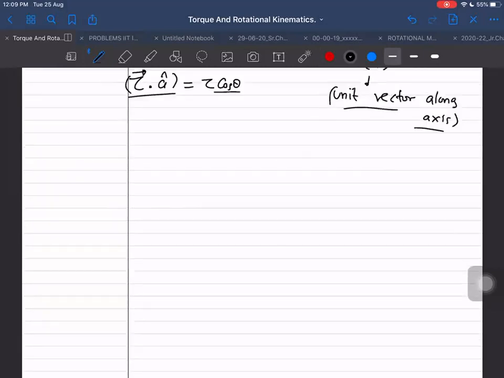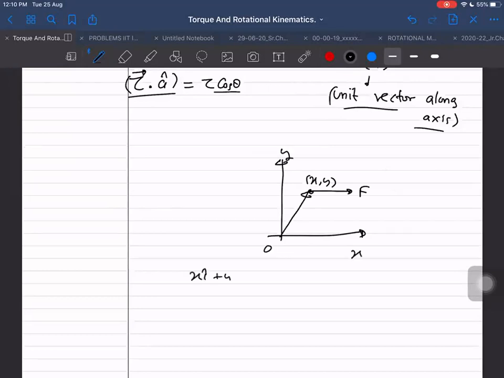Let us go back to our previous example where this was the force and the force was here acting like this, and this was some point given as x comma y, and I want to find out what is the torque acting on it, about origin first of all. What is the torque about origin? As you already know, we found it x i cap plus y j cap cross F i cap. F is along i cap here, so it will become minus F y k cap.